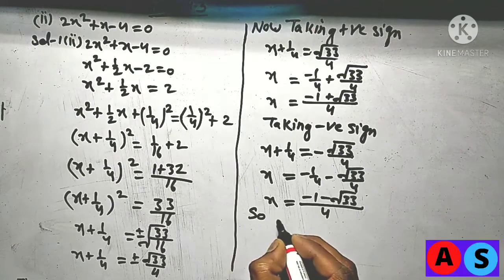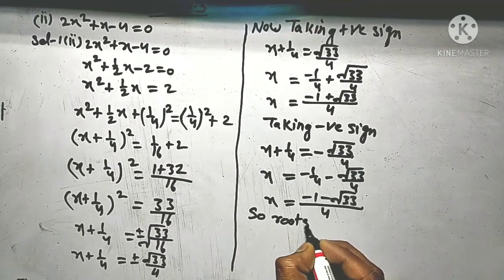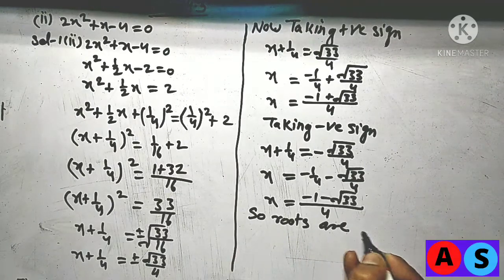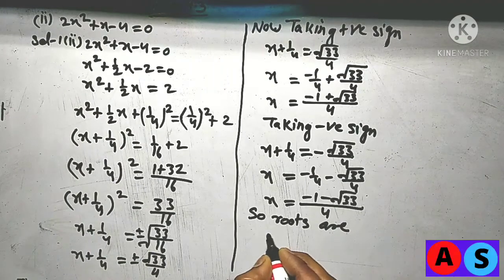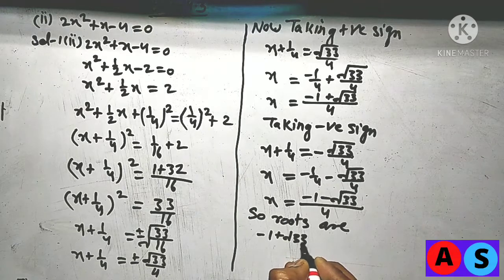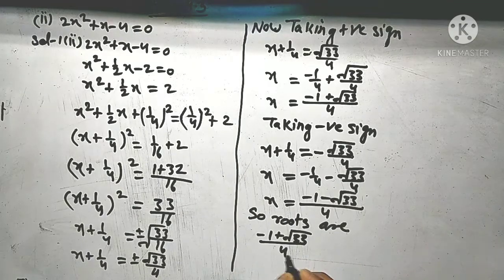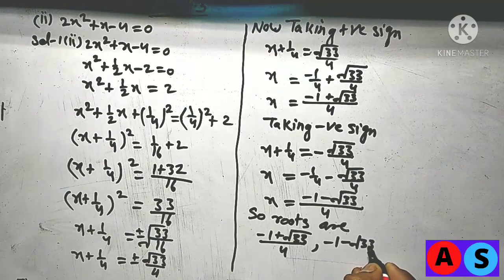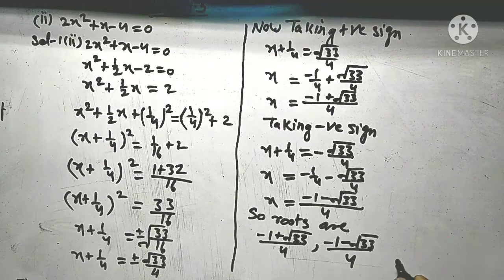So roots are minus 1 plus under root 33 over 4, comma, minus 1 minus under root 33 over 4. Answer.